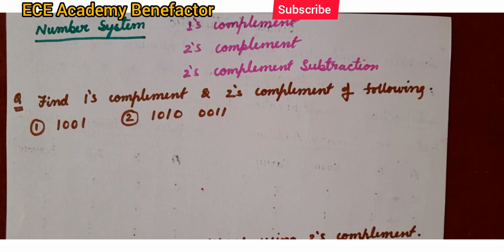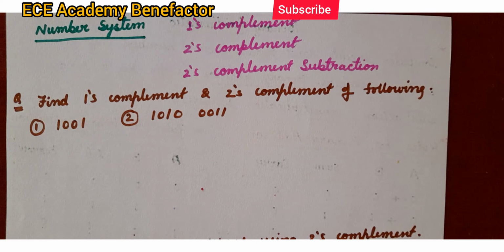In this class we will be understanding about number system. The topics covered are how to find ones complement of a binary number, twos complement of a binary number, and how to do the twos complement binary subtraction. Okay, let us start the class.